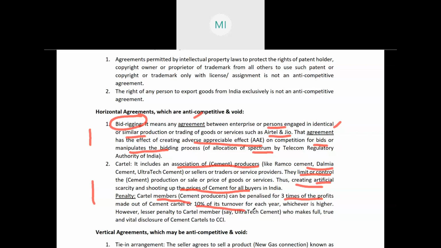Here in the Competition Commission there is something called a lesser penalty clause. Like say in this case, Ultratech Cement goes and tells the Competition Commission, yes, we are doing this cartel.